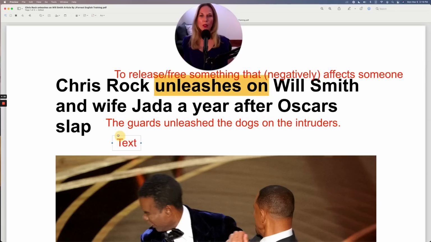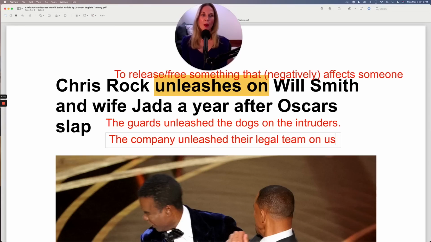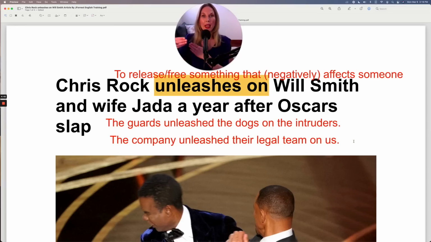Another example, you could say the company unleashed their legal team on us. So they made the legal team available, they released it, they freed the legal team, and it will affect me because they're going to sue me or do something specific. So that's the meaning of unleash on. Now, it's more common to have unleash something on someone. So for me, I feel like a word is missing.